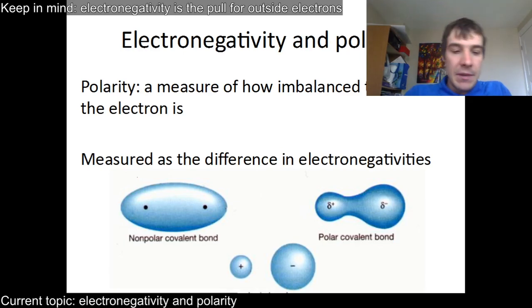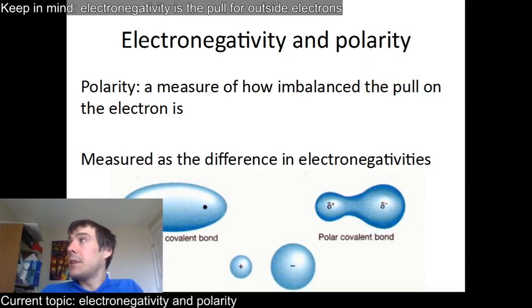So this is what we call polarity. Polarity is how imbalanced the pull on this electron is. So if you go back to the tug-of-war thing, if you have one side pulling more than the other, it's going to pull harder one way than the other way, and that will lead to something called a polar bond, where the electron spends more time on one atom than it does on the other because this atom might have a stronger pull, a stronger electronegativity. It's measured as the difference in electronegativities.